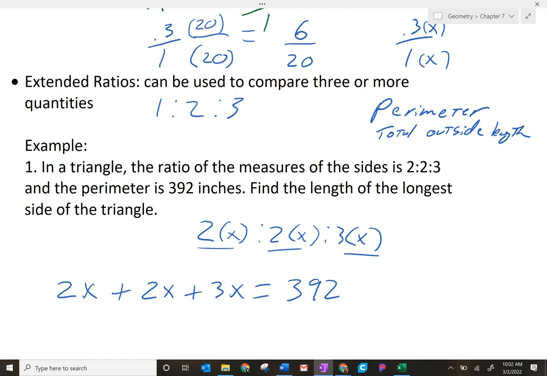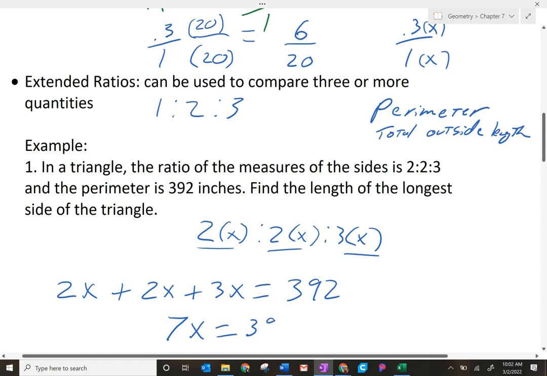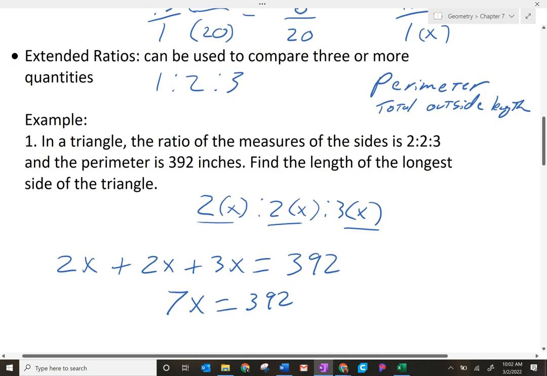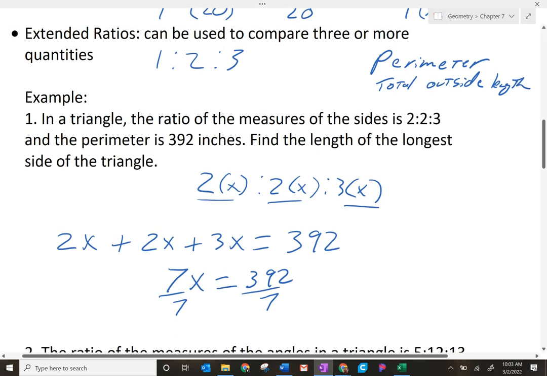Okay, I can combine my like terms, 2x plus 2x plus 3x. That gives me 7x. That equals 392. I want to get the length all by itself, so divide both sides by 7. So I get 392 divided by 7. My value for x equals 56.